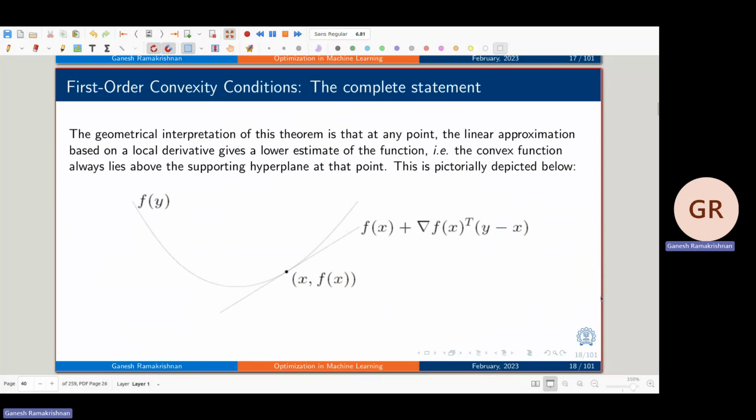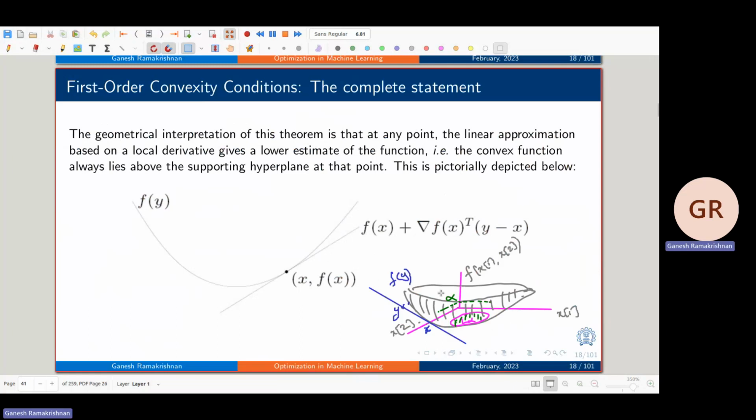Okay, so the complete statement is as follows. Exactly what I showed on the board, I'm now depicting here. The linear approximation based on the local derivative gives a lower estimate of the function, that is, a convex function always lies above the supporting hyperplane at that point. Lying above basically means the epigraph is supported. Okay, so I've now shown this. It's the same whole figure, brought back here in three dimensions. How does it look? The supporting hyperplane here, when projected, is again a supporting hyperplane to the epigraph.